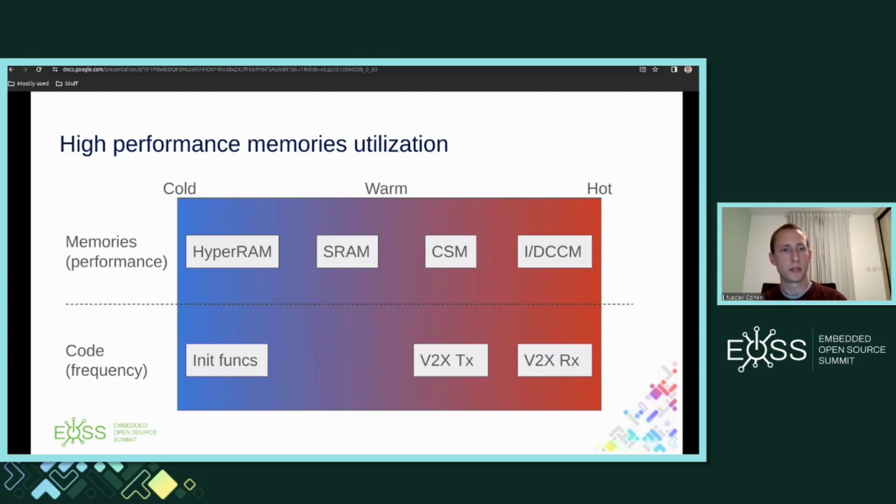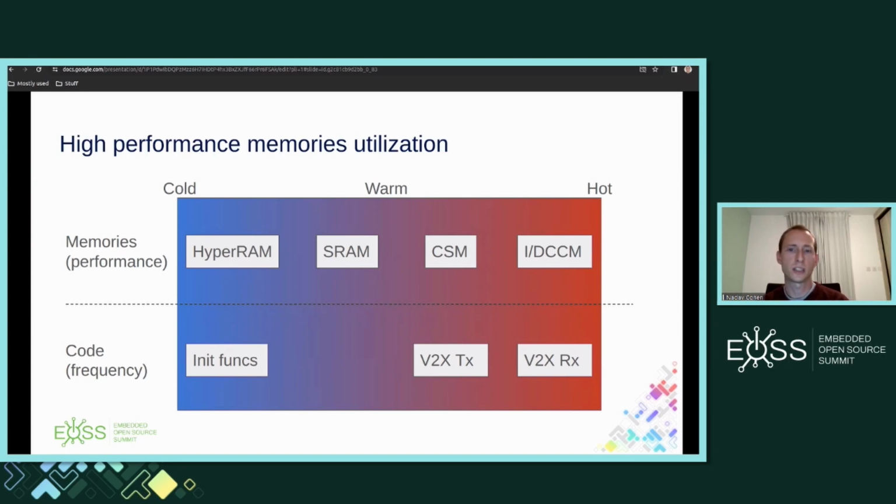Another feature that we implemented is to utilize high-performance memories to contain frequently used code and data. We have several memories available internally and externally to our SoC, with varying performance. Some are behind L1 cache, L2 cache, or not cached at all. The ICCM and DCCM, for example, the instruction and data closely coupled memories, are the fastest and uncached. The HyperRAM is the slowest and is L2 cached.